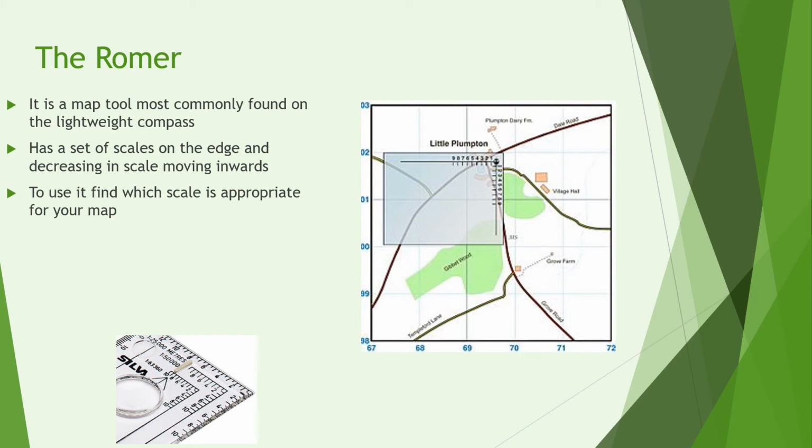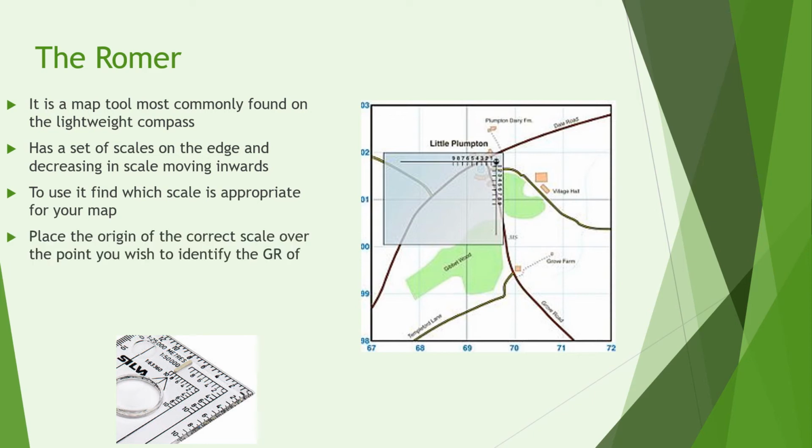To use it, first you must find the scale which is appropriate for your map. The easiest way to do this is put the edge of the romer in the top right corner of your grid square. If it is the scale for the map, 10 should hit where the lines intersect at the top left and bottom right of your grid square.